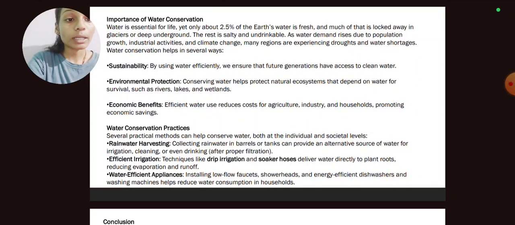Water conservation practices. Rainwater harvesting. Collecting rainwater in barrels or tanks can provide an alternative source of water for irrigation, cleaning, or even drinking. Efficient irrigation. Techniques like drip irrigation and soaker hoses deliver water directly to plant roots, reducing evaporation and runoff. Water-efficient appliances. Installing low-flow shower heads and energy-efficient dishwashers and washing machines helps reduce water consumption in households.